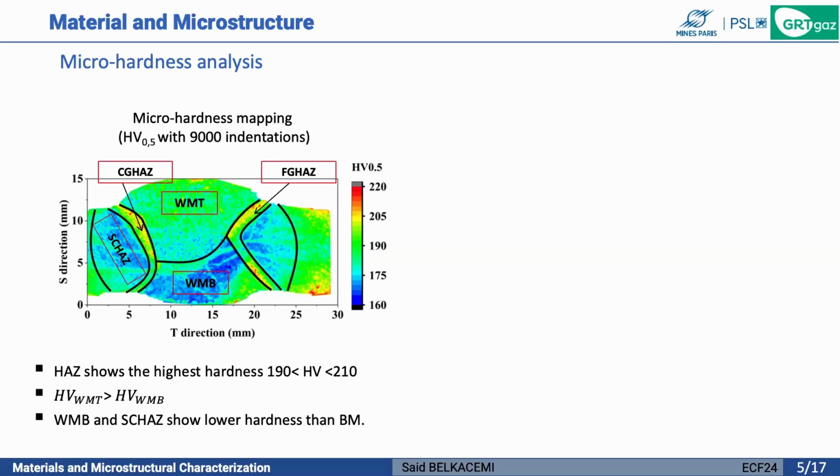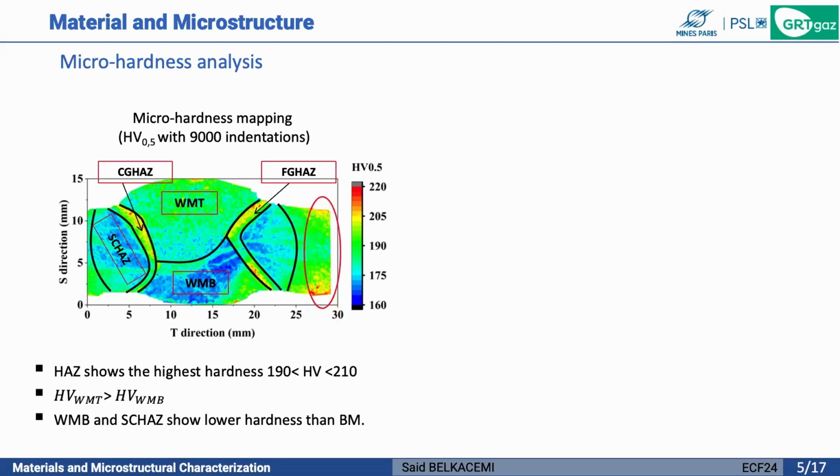We have also performed the micro-hardness mapping using more than 9,000 indentations. And when we look at these maps, we see that a part of heat affected zone shows the highest hardness in the weldment. The hardness is between 190 and 210. And we also observe that the weld metal top presents higher hardness than the weld metal bottom, and the weld metal bottom and the part of heat affected zone, which is called here subcritical heat affected zone, present the lowest hardness in the weld joint.